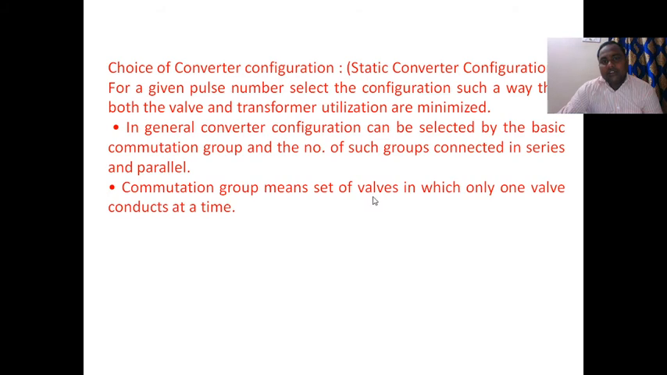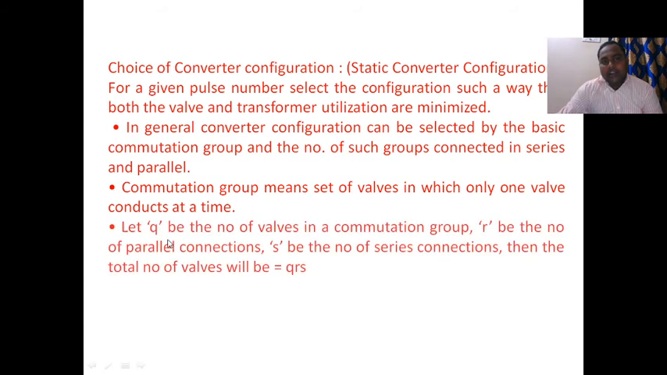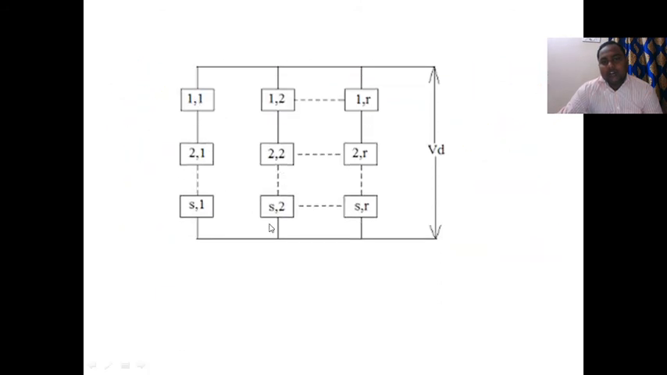Commutation group means a set of valves in which only one valve conducts at a time. Let Q be the number of valves in a commutation group, R be the number of parallel connections, S be the number of series connections. Then the total number of valves will be QRS. Pulse number P is equal to QRS. So this is the diagram, converter configuration.